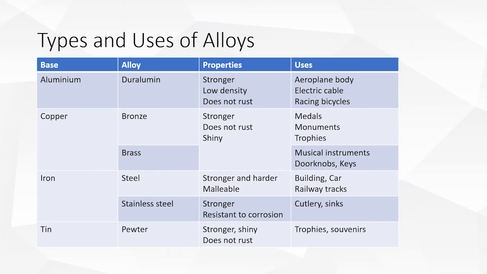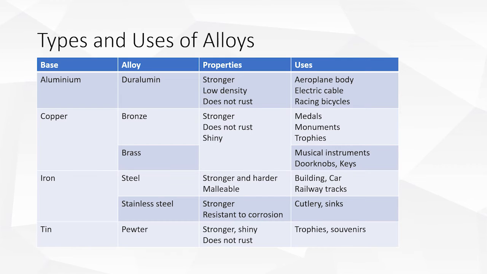Aluminium is the main component of the duralumin alloy, which contains about 93% aluminium. Duralumin is strong, has low density, and does not rust easily. Due to its low density, it is lightweight and easy to move. Hence, duralumin is very suitable for making aeroplane bodies, electric cables, and racing bicycles.